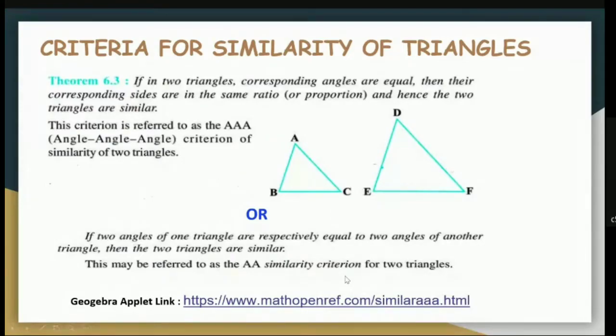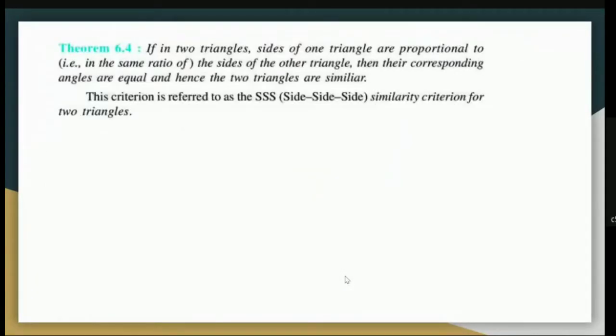Let us come to the second criteria now. If in two triangles, sides of one triangle are proportional to the sides of the other triangle, then their corresponding angles are equal and hence the two triangles are similar. This criterion is referred to as SSS Similarity Criteria for two triangles. That means that we do not even need the angles at all. Just in case we have the sides of one triangle proportional to respectively sides of the other triangle, then automatically the angles will become equal and hence the triangles are going to become similar.